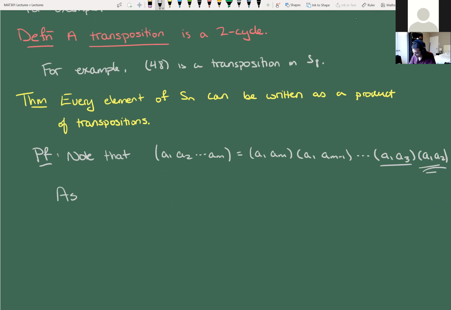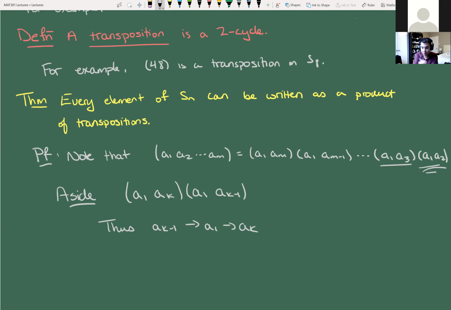So just kind of as an aside, you keep getting things like this, A1 AK, A1 AK minus 1. And so if you look at this, AK minus 1 is going to map to A1, which then maps to AK. And then you're done because AK is not mentioned again anywhere to the left of A1 AK. And AK is never again mentioned. Right? So this actually, you might have to think about it, but does everyone see that this makes sense?